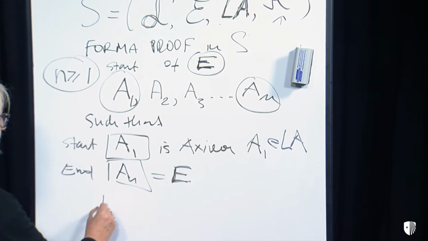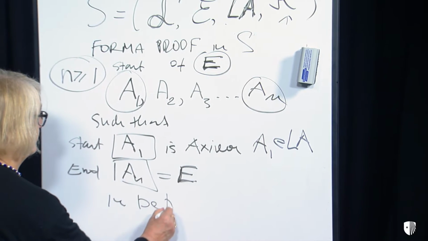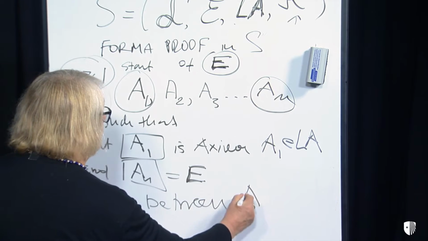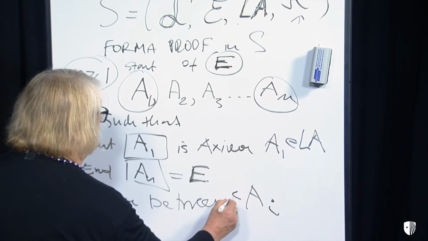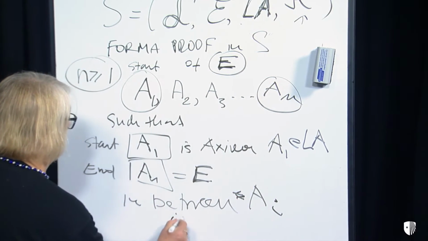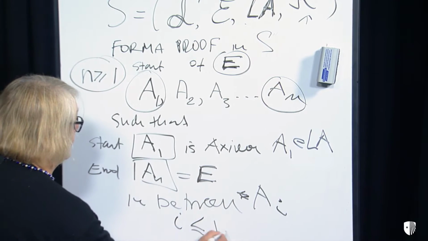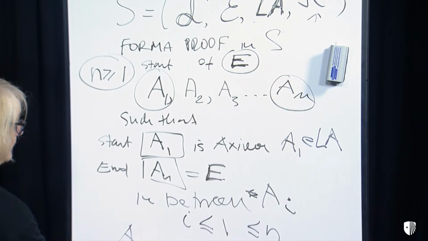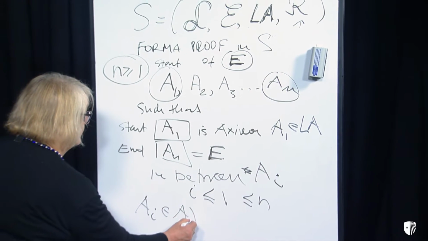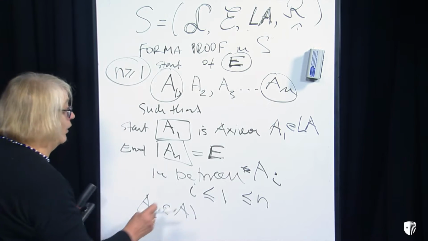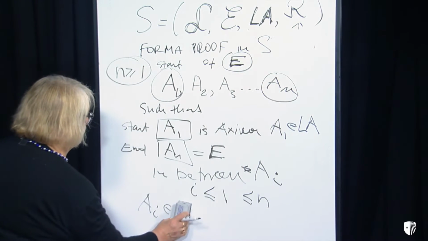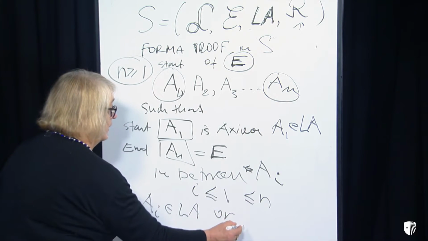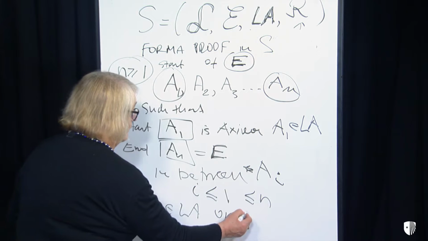And in between, it means I greater or equal 1, less or equal n, A_i is an axiom. So it means you can always put in an axiom, or we get it.